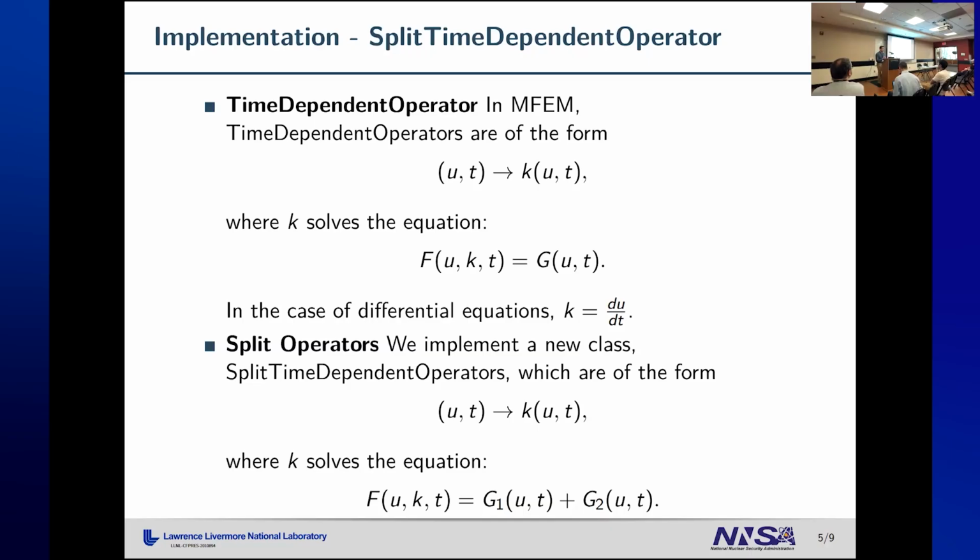To bring things down to earth more, if you're not familiar with how this works in MFEM at the moment, this f, for example, might be your mass matrix times du dt. And your right-hand side might be, for example, the actual differential equation. What we do is we have a new class, called split time-dependent operators, which are of a similar form, but now k solves the equation where f is equal to some g1 plus some g2. So now you have two parts on that right-hand side.